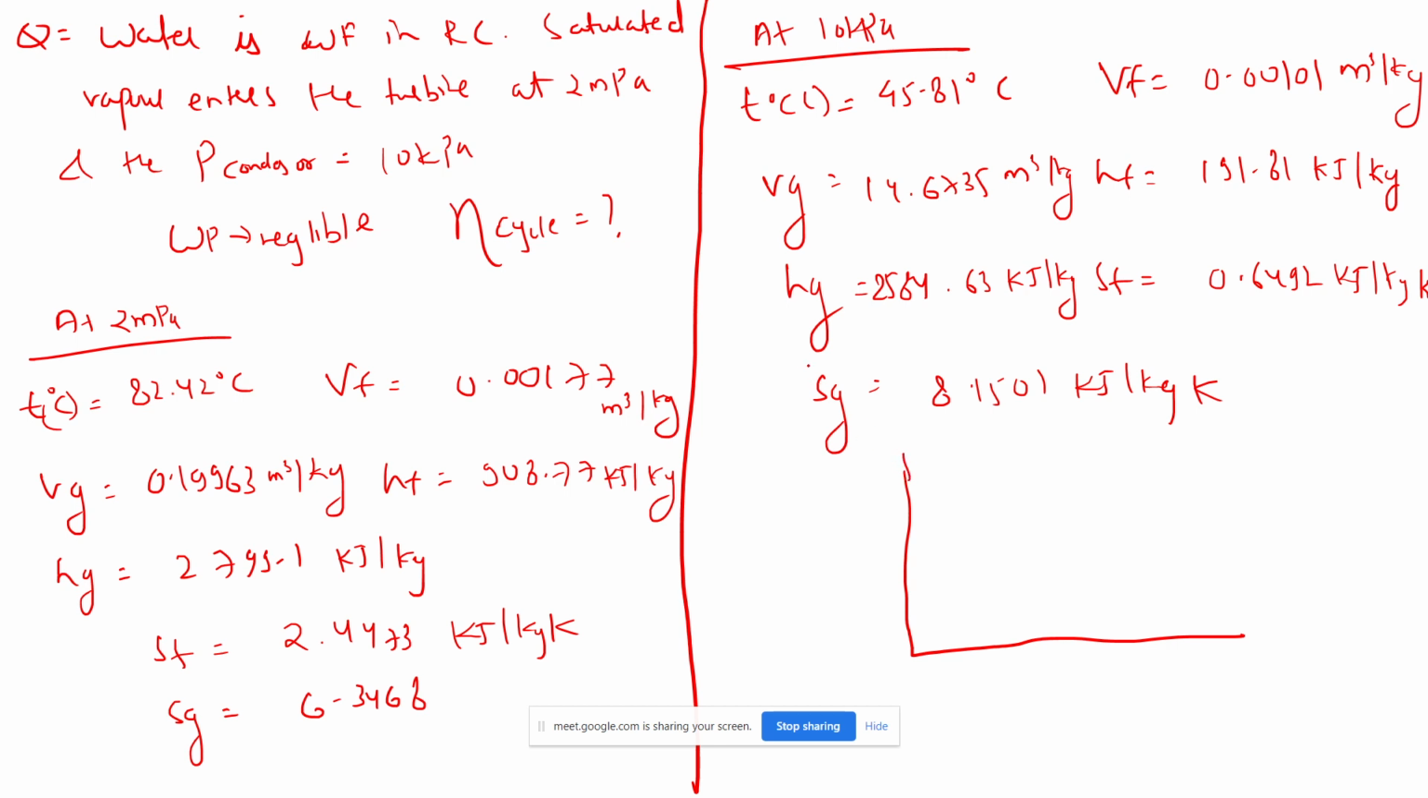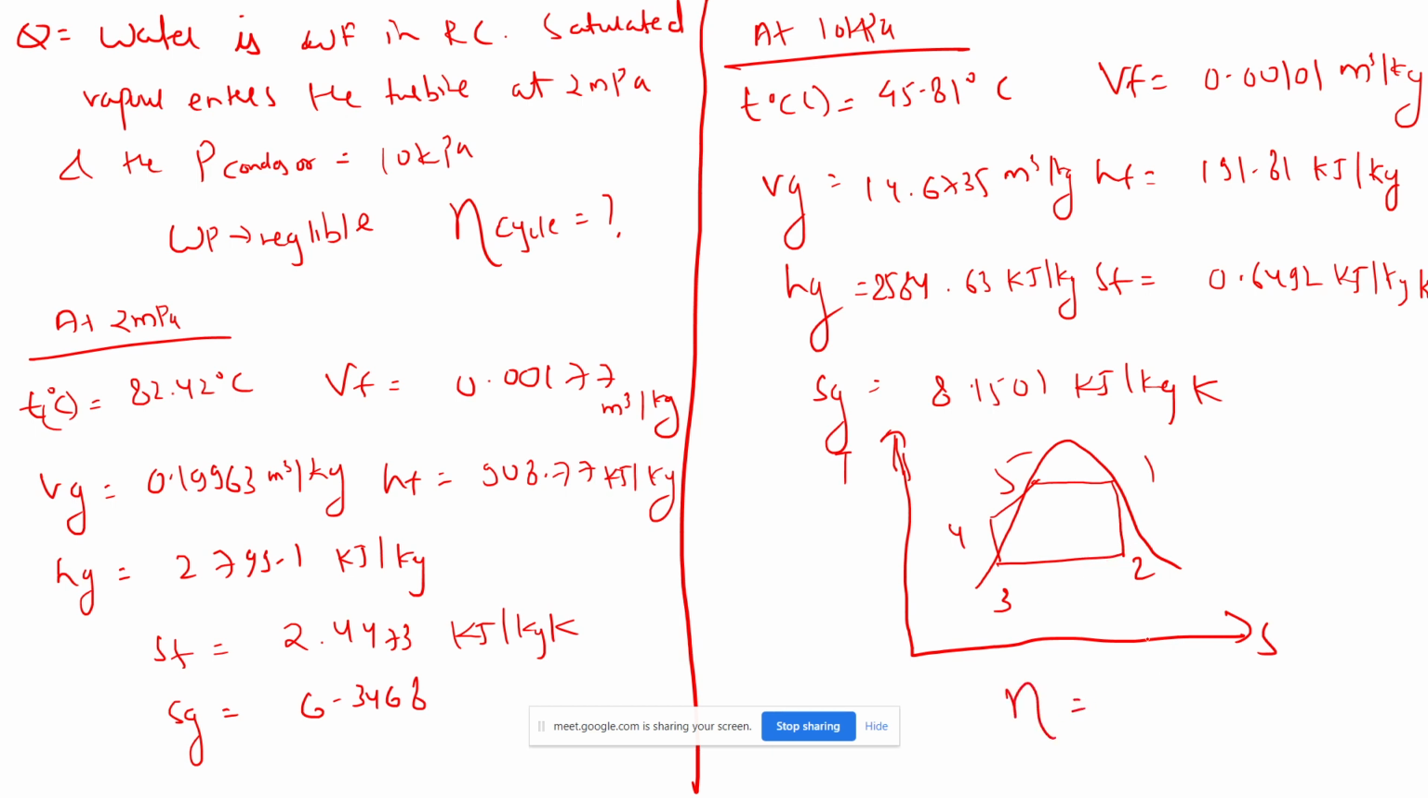Because here I have mentioned the condition of the steam entering the turbine, it will be the same as what exits from the boiler. Normal Rankine cycle, yeah. So steam is entering as saturated vapor in the turbine, like this, 1, 2, 3, 4, 5. Now you can calculate efficiency.